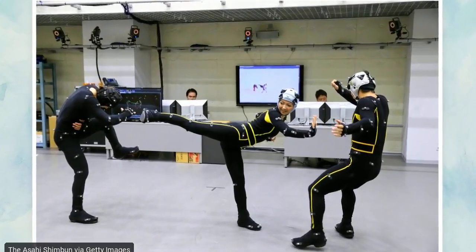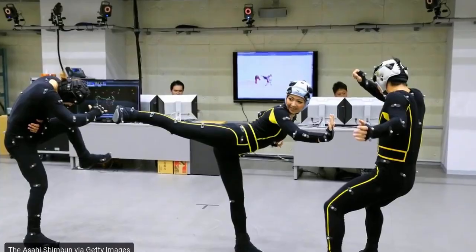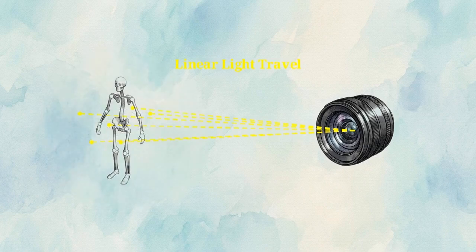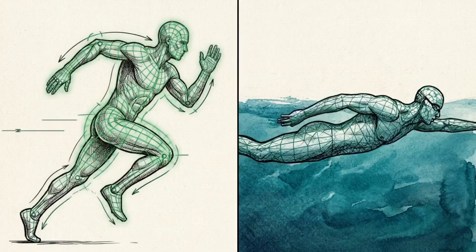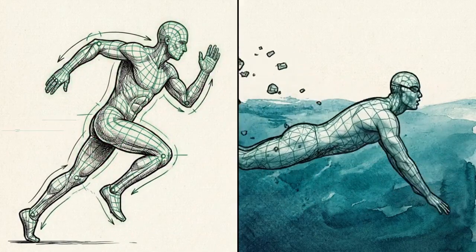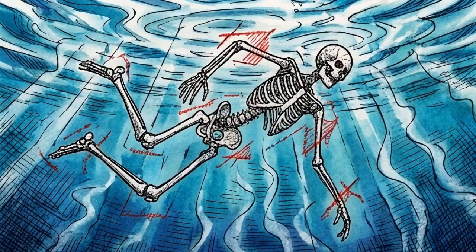3D human pose and shape estimation has reached a high level of maturity on dry land. Parametric models like SMPL allow us to map human biomechanics from monocular video by assuming clear line of sight and linear light travel. But when you apply those same terrestrial models to a submerged subject, the tracking instantly fails, causing the 3D mesh to glitch, limbs contort, and the underlying skeletal structure collapses.